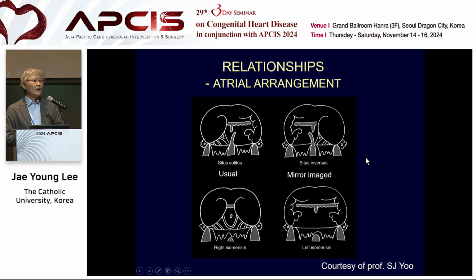And then relationship. In atrial relationship, if the RA is on the right side, this is the usual arrangement, situs solitus. If the RA is left-sided, it is a mirror image, situs inversus. But in some complex heart disease, there are bilateral right atrial appendages or bilateral left atrial appendages. This is right isomerism and left isomerism. In other words, isomerism of the right atrial appendage, and this is isomerism of the left atrial appendage, as described by Dr. Anderson.